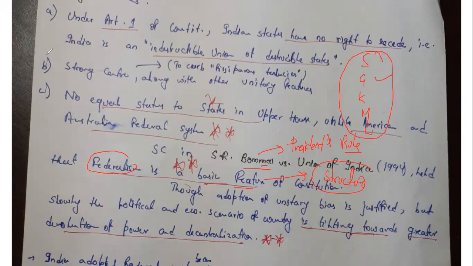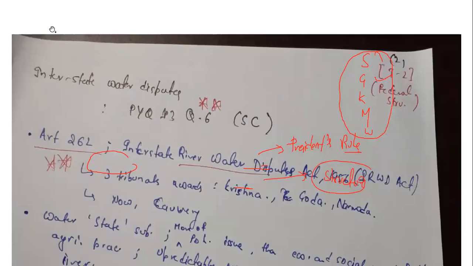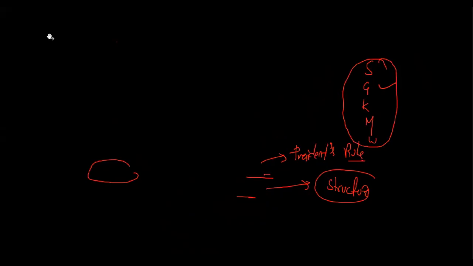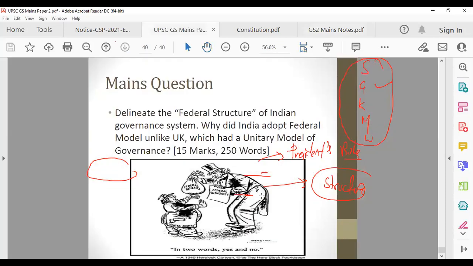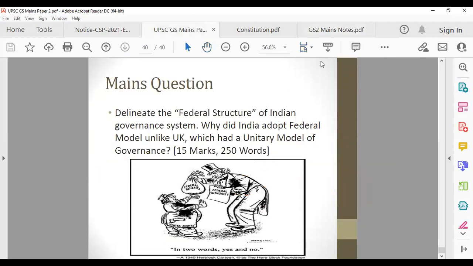Please look at it. Then let's talk about one more thing and one main question, a mains question rather. And you people have to do it. When I show you that mains question, pause the video, try to write it, and then we'll discuss more on it. So do remember, they can even ask you in which case it was said that federalism is part of basic structure. SR Bommai case said that federalism is a part of basic structure. So: delineate the federal structure of the Indian governance system. Why did India adopt a federal model unlike the UK, which had a unitary model of governance?